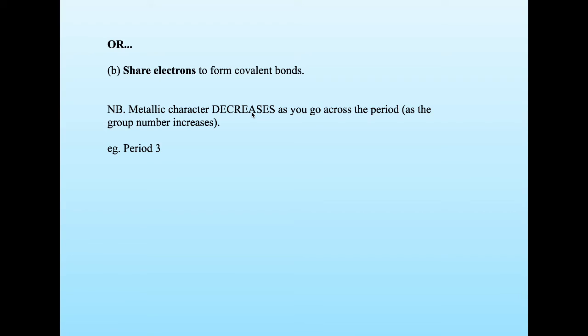Now, metallic character decreases as you go across the period, as the group number increases. So as you go from lithium, sodium, aluminium, silicon, their metallic character is decreasing. And then you get to what's next? Phosphorus, sulfur, chlorine, argon. The metallic character has completely disappeared and they've become non-metals, haven't they? So the metallic character decreases across the period. Let's have a look at period 3. We can say that sodium, magnesium, aluminium are without a doubt metals, aren't they? We'll leave silicon for a second.